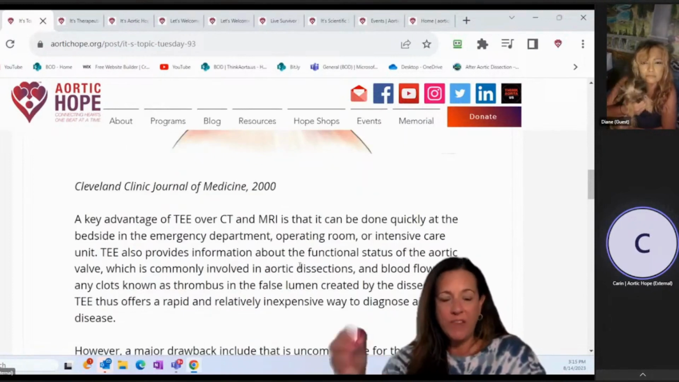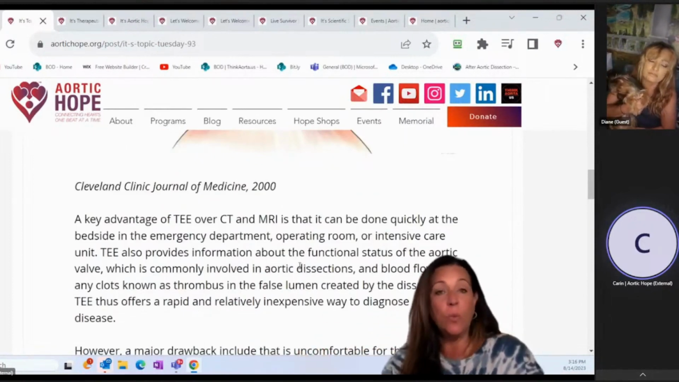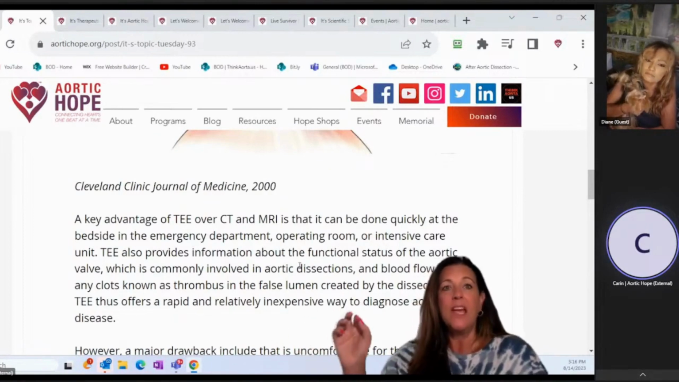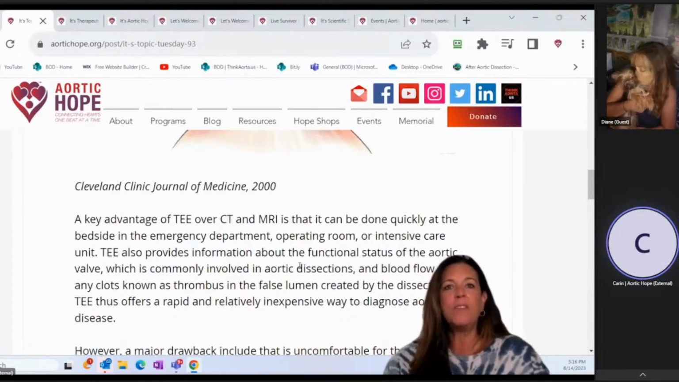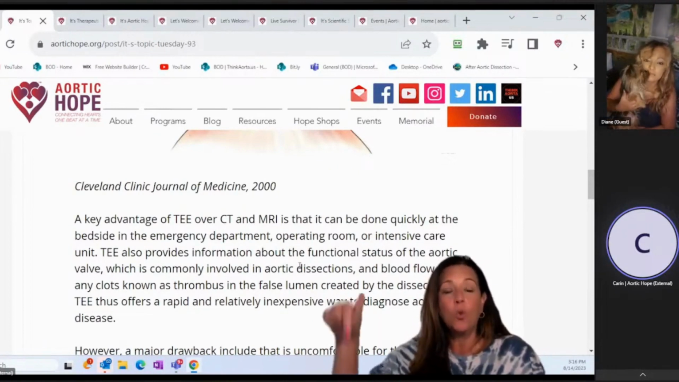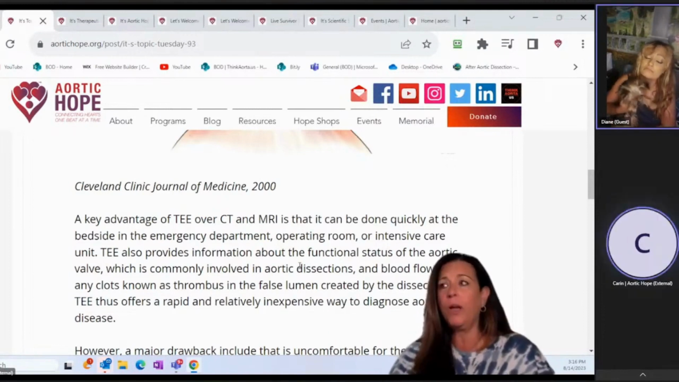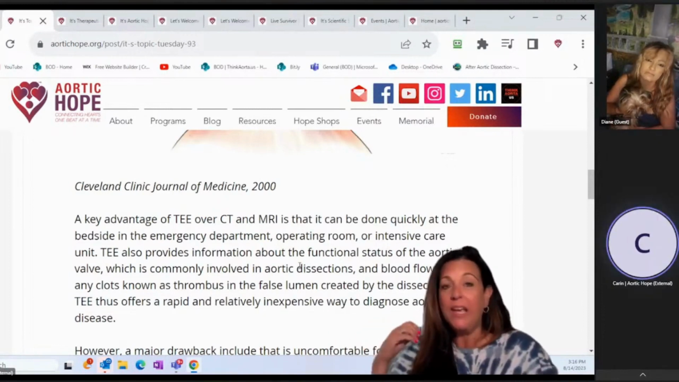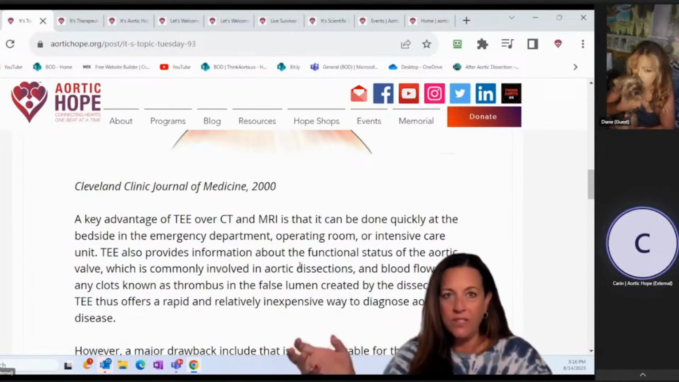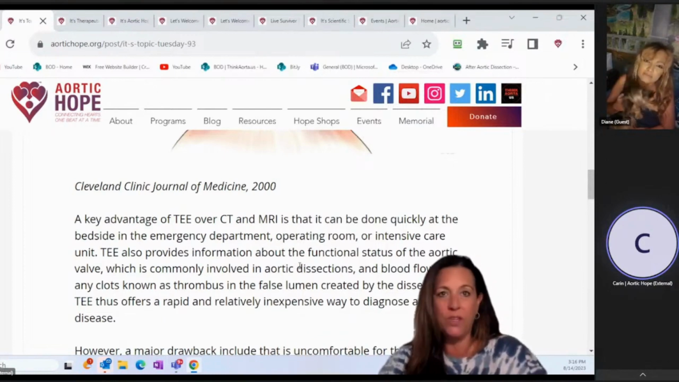So the key advantage of having a TEE over a CT, because I didn't even know there was a key advantage, but there is, or an MRI, is that it can be done very quickly. And if it needs to be done, it can be done in the ER right next to your bed in the emergency room. It could be done in the operating room. If you're in the ICU and there's a reason, they can just bring this to you versus taking you to the machine.